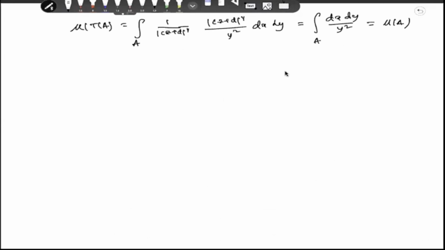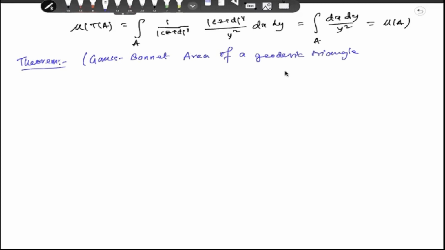Okay. So now the next theorem is the following. The area of a triangle is equal to pi minus the sum of the vertex angles. This theorem is also called the Gauss-Bonnet theorem. So it is about the area of a geodesic triangle in the upper half plane.